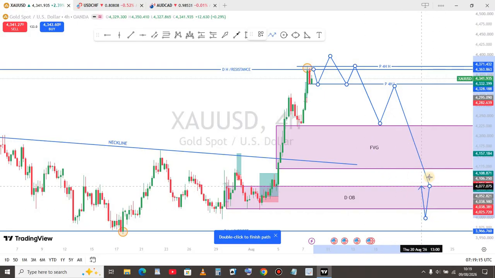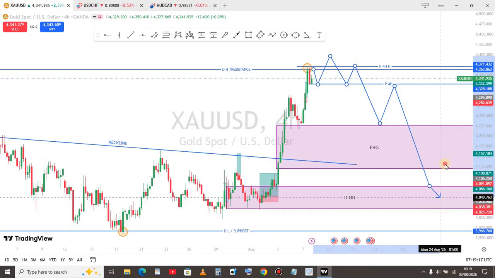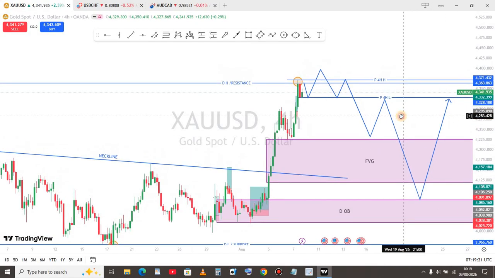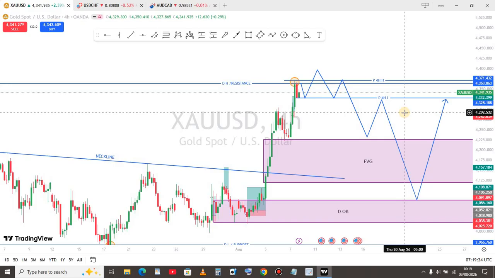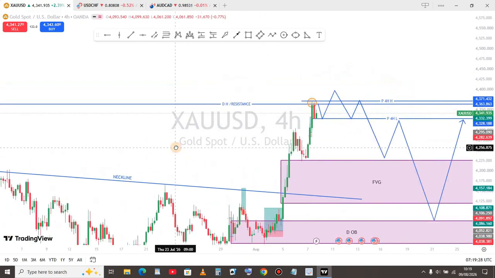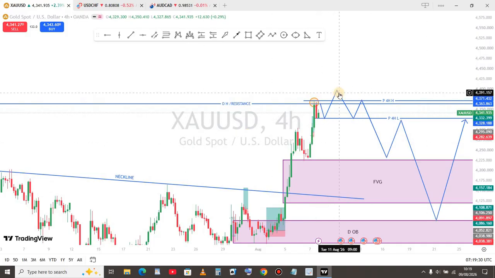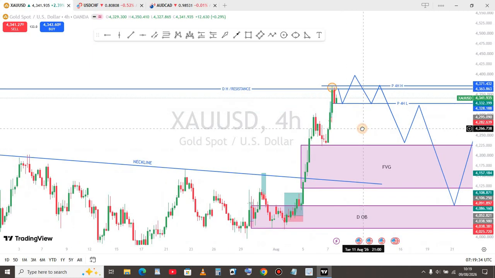Yeah. So it may come to this level and bounce back. So I'm only hoping to take a buying position at this level or take a selling position. Once this market sweeps the liquidity from this level and then gives us a clear sign, I'll take a sell position.